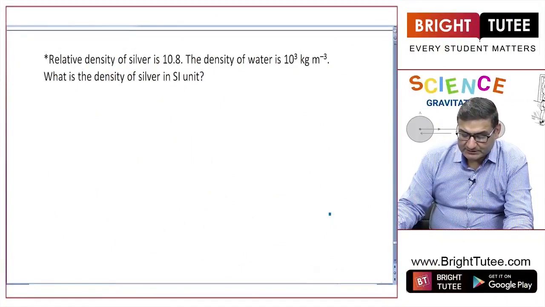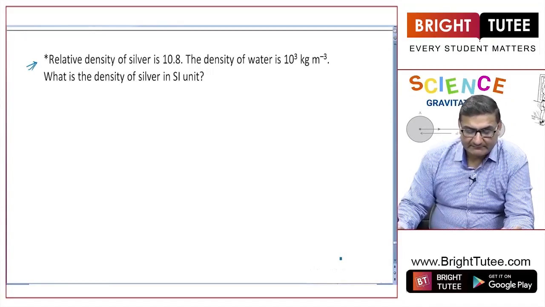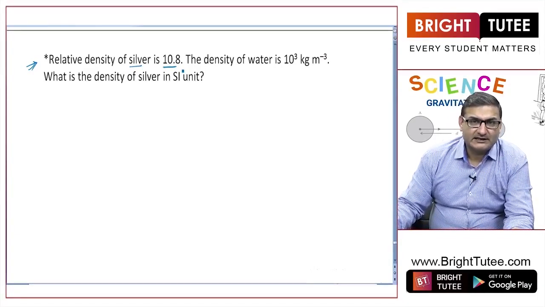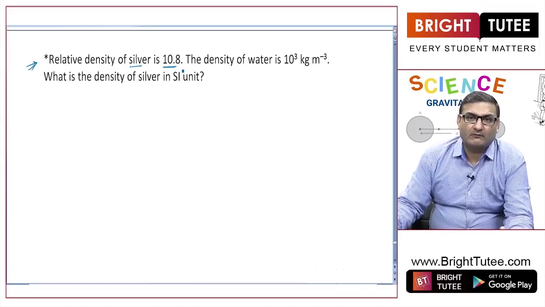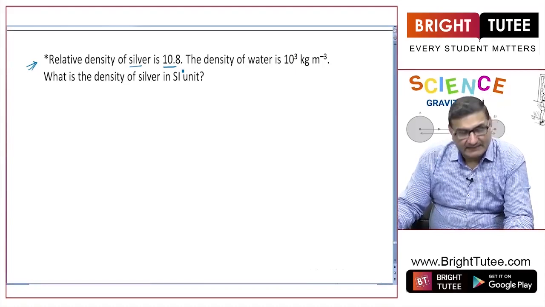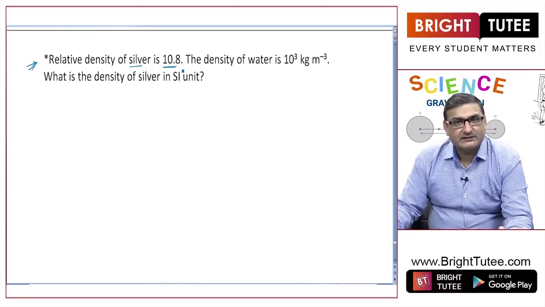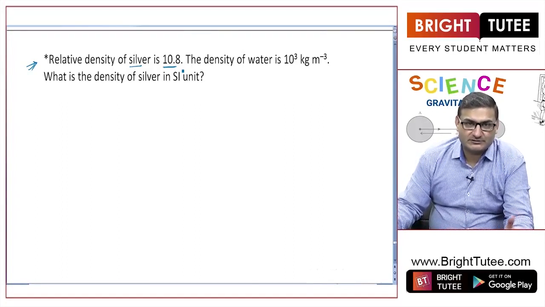Now let us see a few questions based on this concept. Let us see the question that comes to us. The relative density of silver is 10.8. You may also be asked just by writing this statement that the relative density of a substance is 10.8. What conclusion do you draw? What does it mean? If the relative density of silver is 10.8, it means silver is 10.8 times heavier or denser than water. Got it? That is the first question that is being asked.